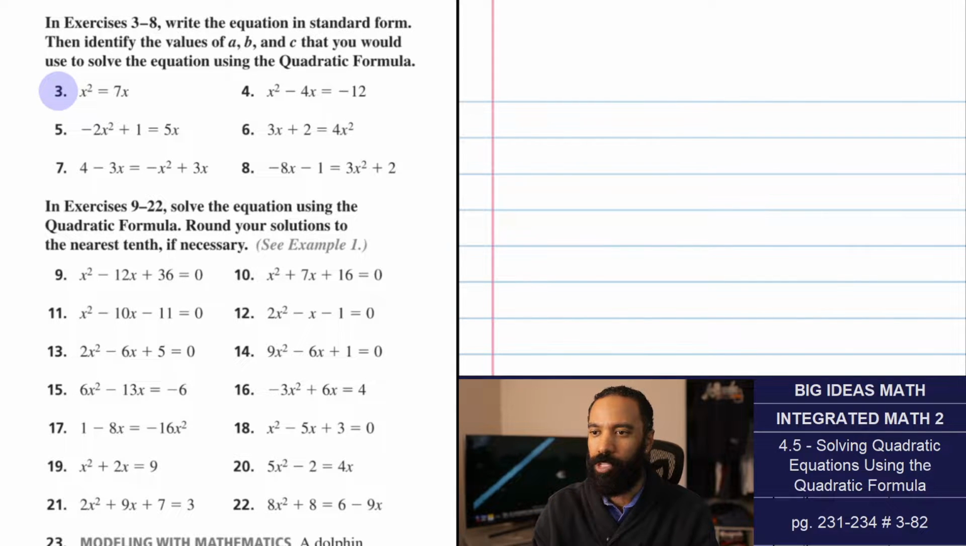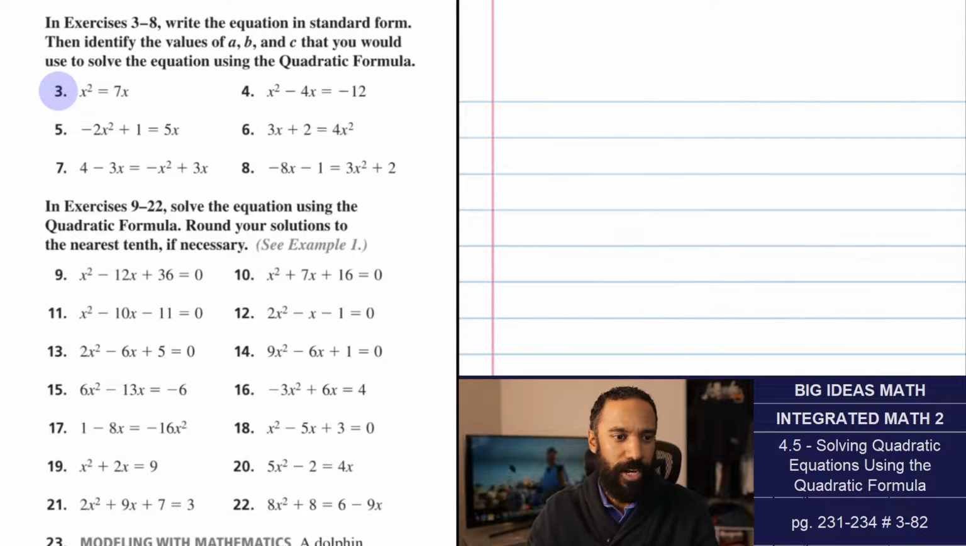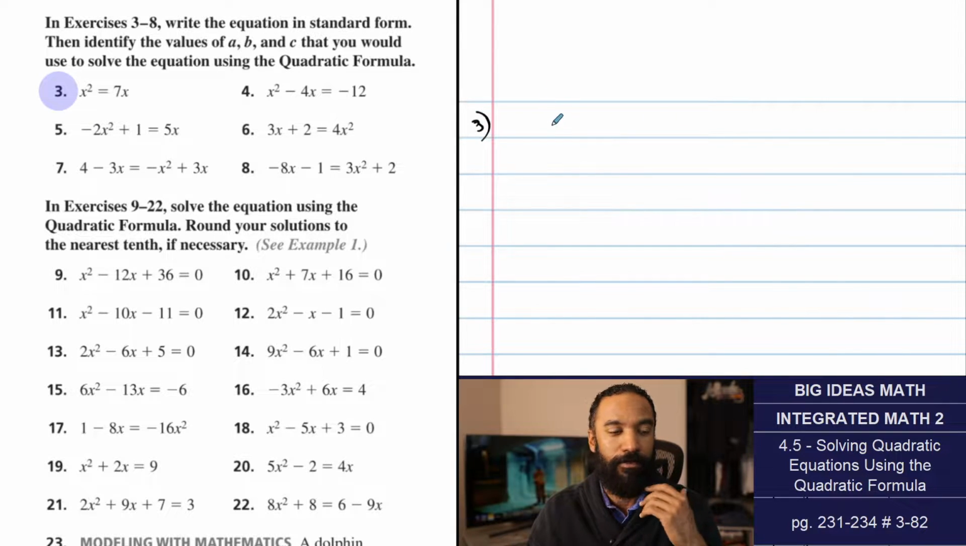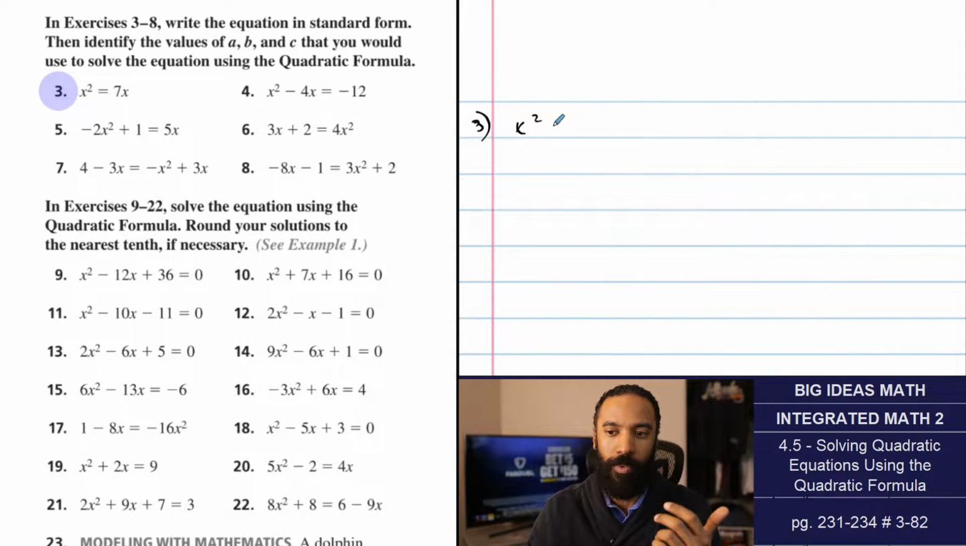All right, so we are going to begin with numbers 3 through 8, where we write the equation in standard form and identify a, b, and c that we would use to solve. So we're not actually solving here. They're getting you primed and set up for the fact that if we were to solve, what would we do?